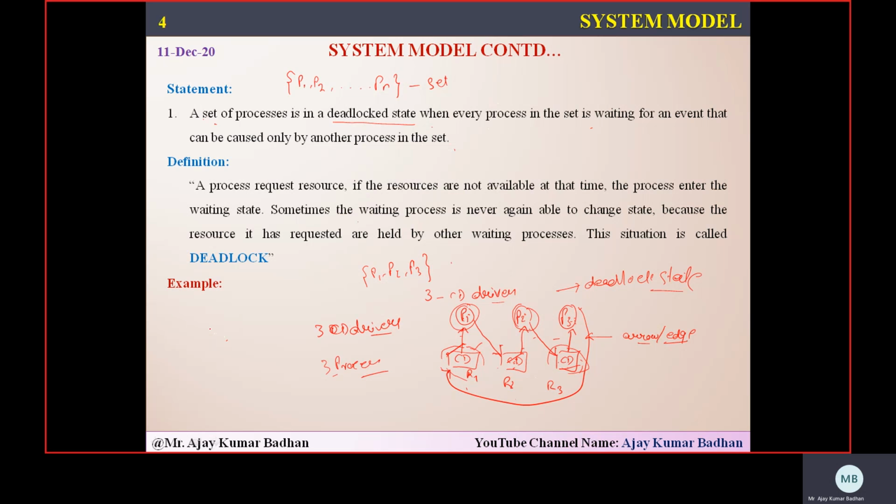Coming to the definition here, this is a normal definition he has given. You can just go through it. A process will request a resource. If the resource is not available at that time, the process will enter a waiting state. Whatever I explained in the previous slide is what is represented here. Sometimes the waiting process will never again be able to change state. I already told you why: the resource which it has requested is already being used by other processes and this process is not getting a chance. That kind of situation is what we call deadlock. It is a dead end for that particular process because it's not getting a chance to perform the operation.